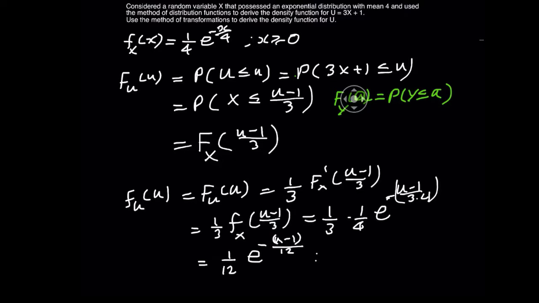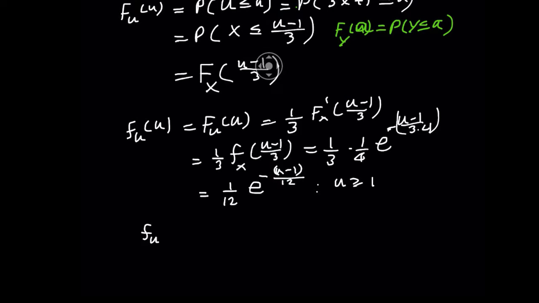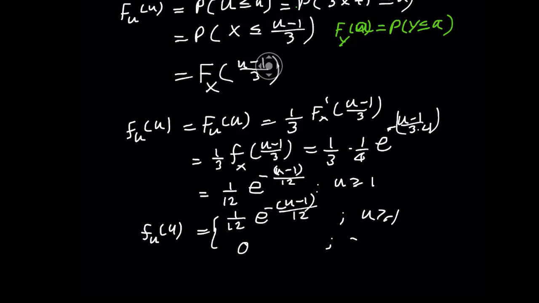What is the range of U now? We know here X is greater than or equal to 0. So I use that: (u minus 1) over 3 is greater than or equal to 0. From this you will get U greater than or equal to 1. Therefore U is greater than or equal to 1. Now I can write down f_U(u) equals 1 over 12 e to the negative (u minus 1) over 12 when U is greater than or equal to 1, otherwise it is 0.